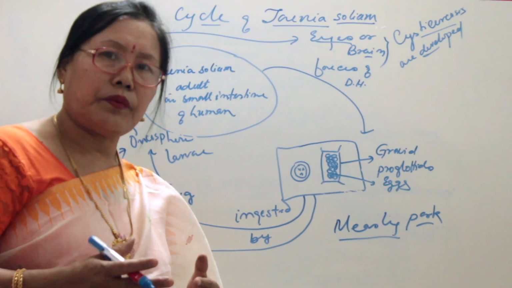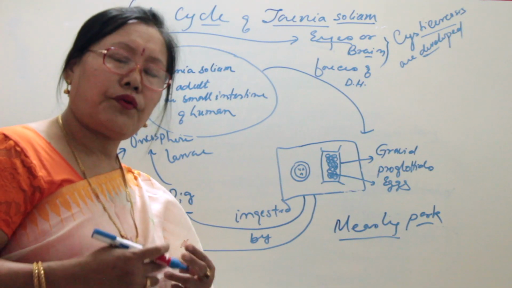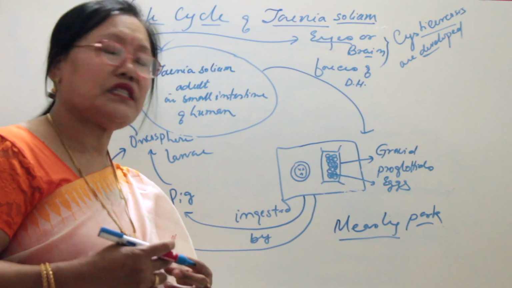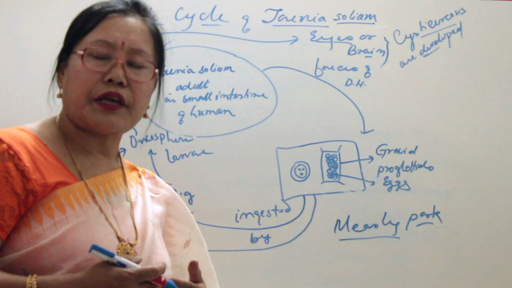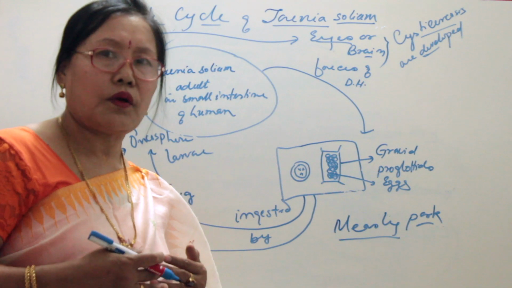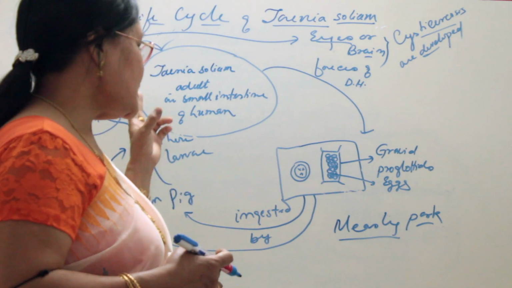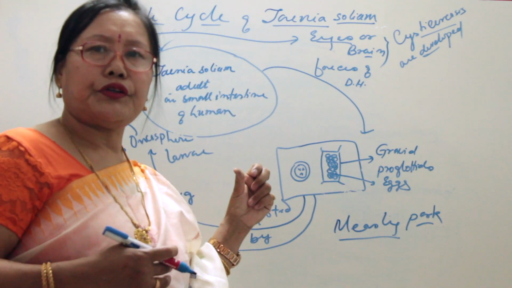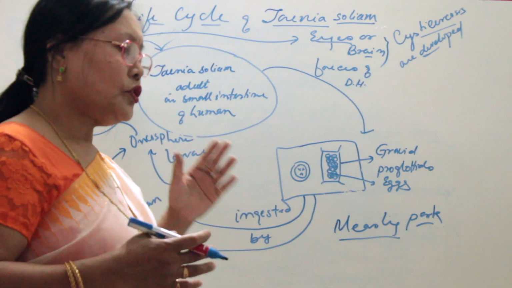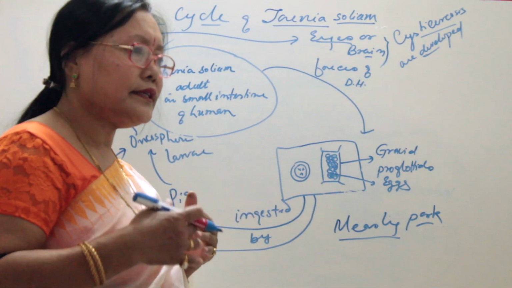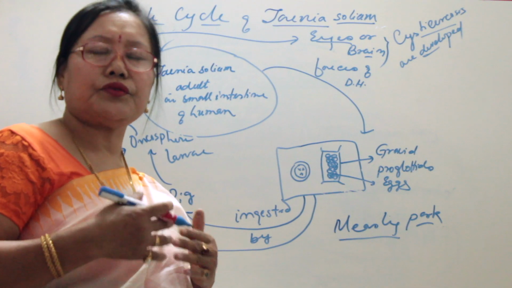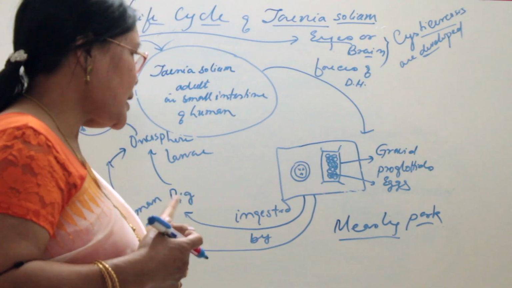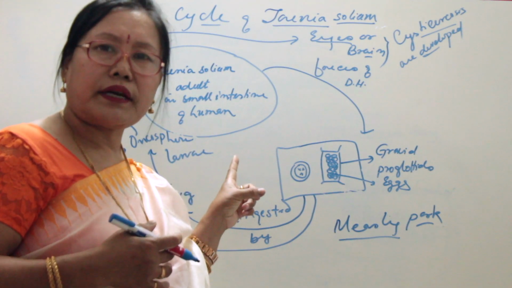When undercooked or raw meat of the pig, that is measly pork, is eaten by a human, then infection can occur. The larva enters the body of the human, penetrates to the stomach, and reaches the intestine where they develop into adult stages. This is the primary type of infection.